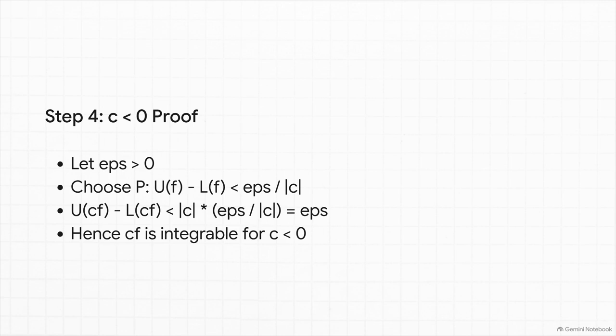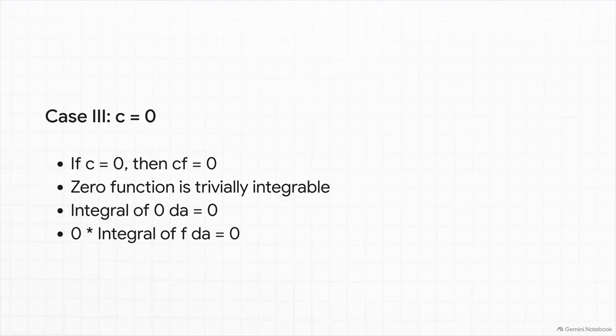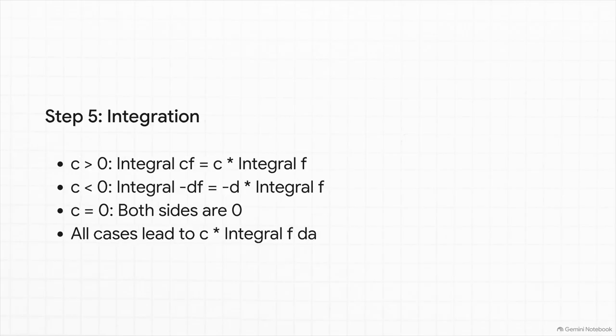Case 2 is handled. Now for the simplest part, Section 5, Case 3, and conclusion. For case 3, we simply have C equals 0. If C is 0, then CF is just the 0 function. The 0 function is trivially Riemann-Stieltjes integrable, and the integral from a to b of 0 d alpha equals 0, which obviously equals 0 times the integral from a to b of f d alpha.